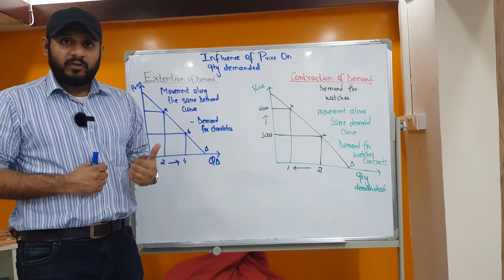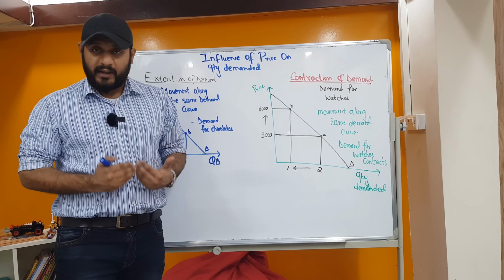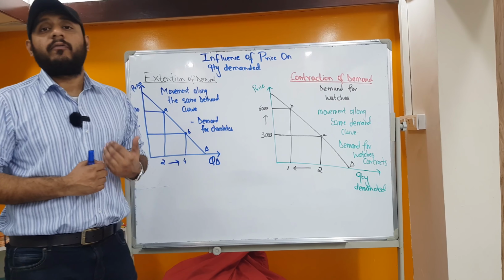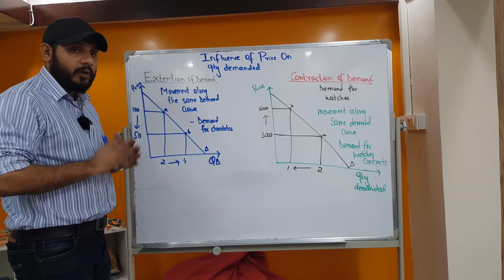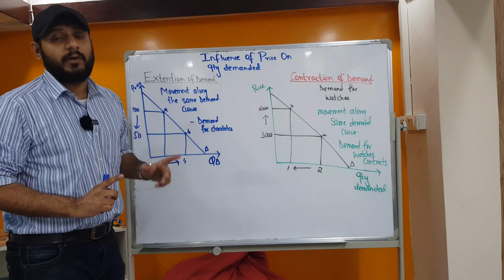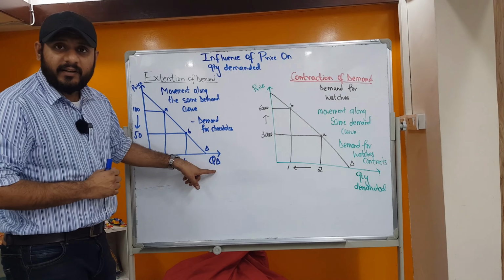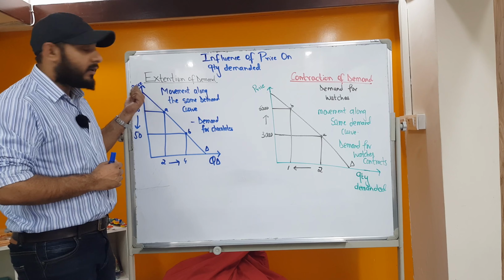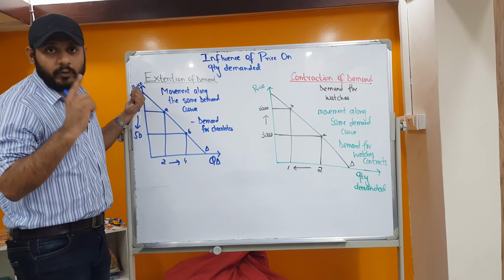Now, an extension of demand refers to an increase in quantity demanded of any product that happens only and only due to a fall in price. So let's see how it works on a diagram. First and foremost, whenever you draw the demand curve, you need to label the axis because that has marks in your Cambridge exams. So on the x-axis, you have quantity demanded, and on the y-axis, you have the price. Now this price is the price of a product for one single unit.